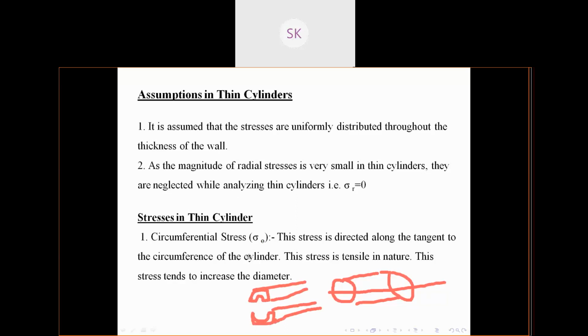So circumferential stress means it will try to increase the diameter. See, earlier whatever the diameter was, now it is increasing. It is tensile in nature. We know tensile is in the outward direction, so it is getting outward. This is one way your cylinder will fail, which is circumferential stress. It will try to pull the section into two equal halves.